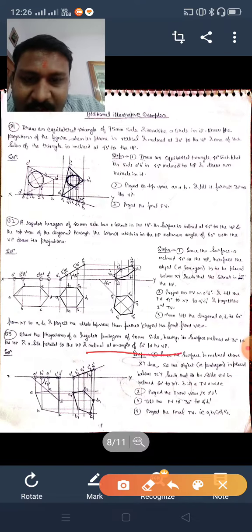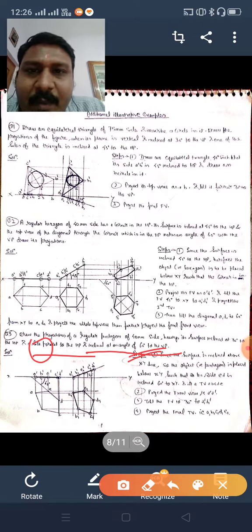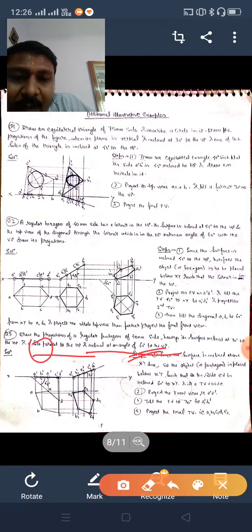Inclined at 60 degree to VP. This is the condition of side, means it is the second inclination. The second inclination is in VP, means below XY line. So the object will be below XY line. Now how do I have to put the object? I can draw my pentagon, since I know that I have to draw the pentagon below XY line.